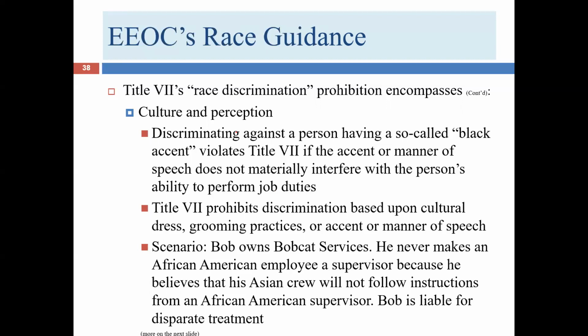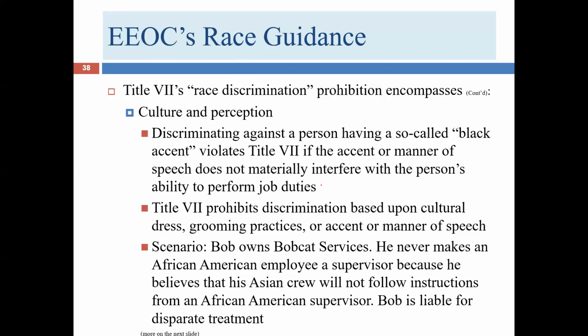And you cannot, as a general rule, discriminate based upon an accent unless the accent makes it difficult for that person to do a job. And obviously a black accent is understandable to people who don't happen to have the black accent. So that would not be an example of something that could be the basis of lawful discrimination. Then Title VII prohibits discrimination based upon cultural dress, grooming practices, accent, or manner of speech. Now, an employer is still entitled to have a dress code, and so the employee can't wear his or her cultural dress if that violates the dress code.